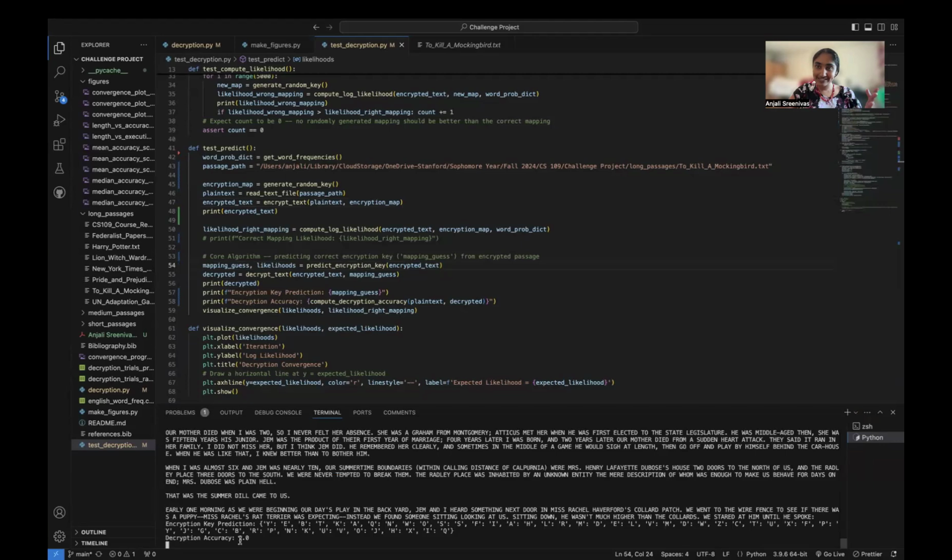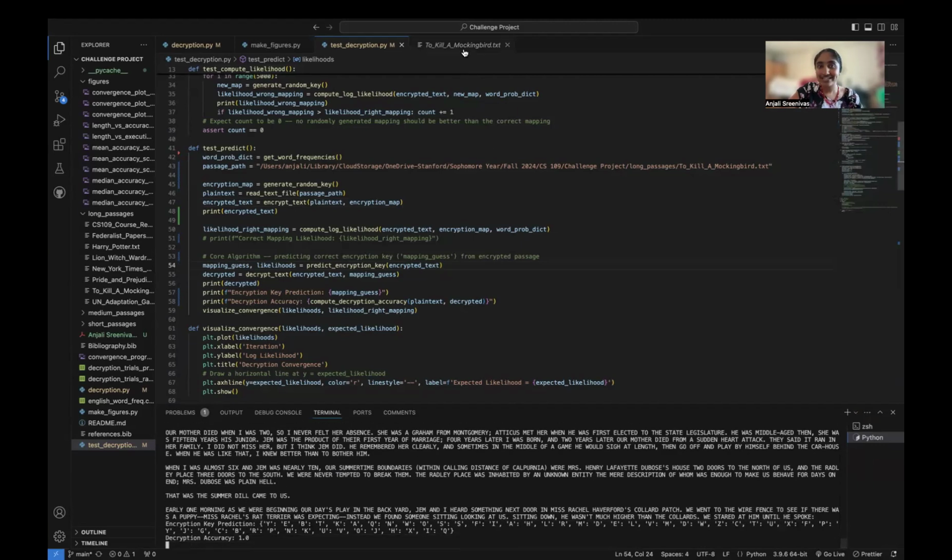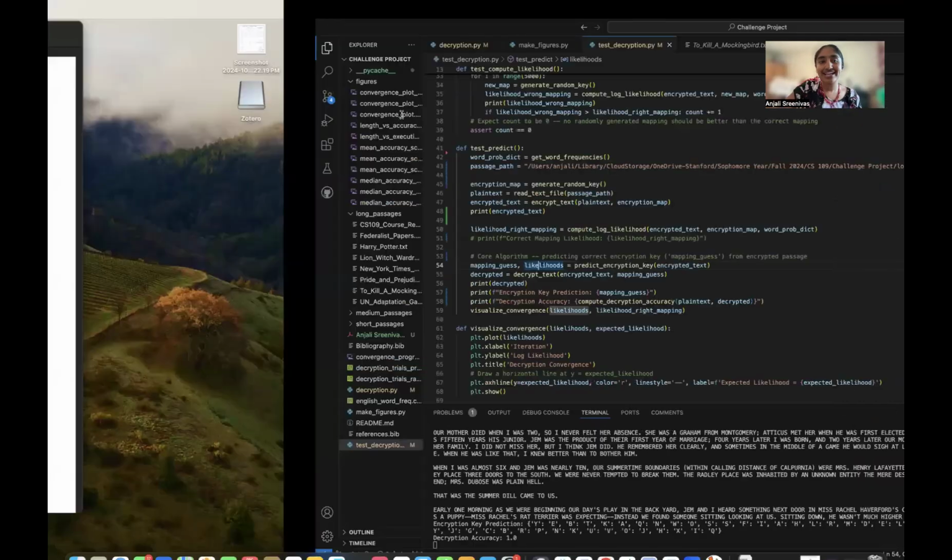The algorithm had 100% decryption accuracy, a score of 1.0. This was the encryption key prediction. And if we look at this passage, it is the exact same as our original input passage. Yay! So how did the algorithm work?